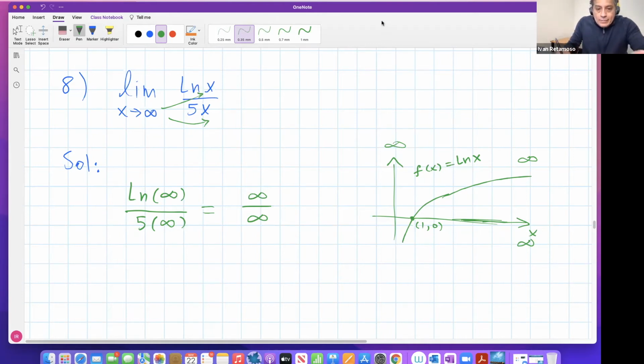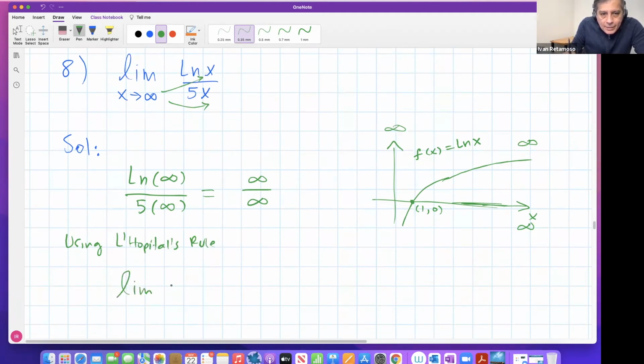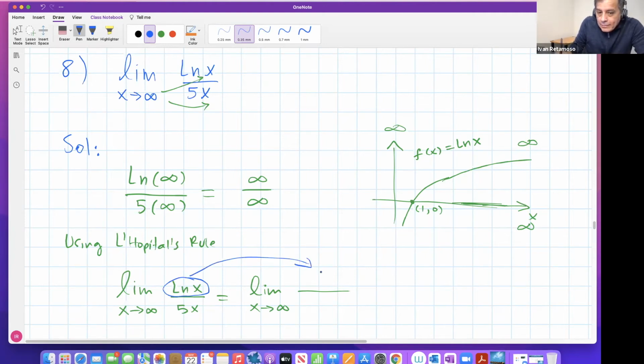So now apply L'Hopital's rule, right? Then you say, okay, the limit of natural log of x over 5x as x approaches infinity is equal to the limit as x approaches infinity of the quotient of the respective derivatives. The derivative of natural log of x is 1 over x, right? The derivative of 5x is 5, right?